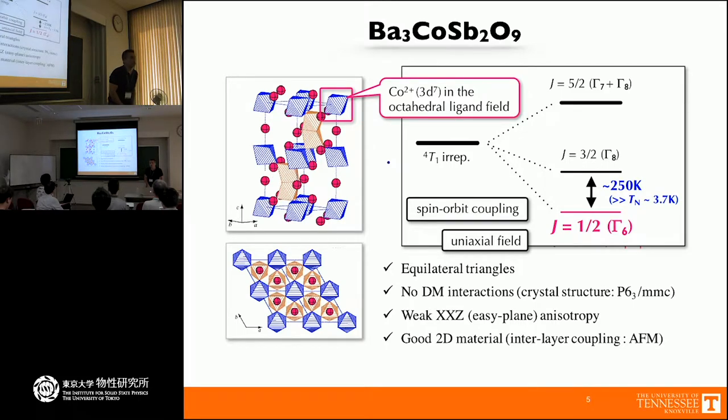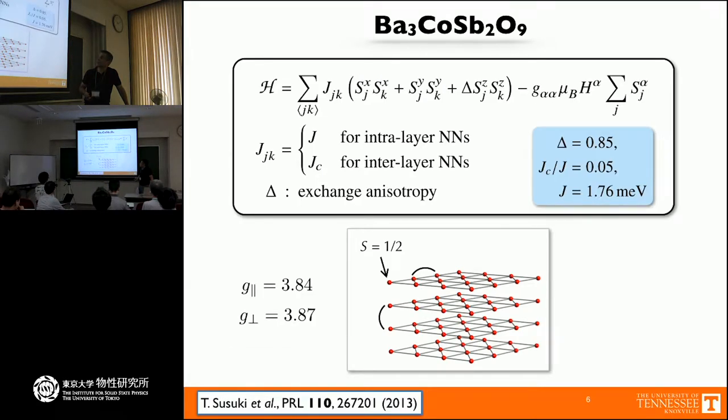Although it is weak, it has an important effect that was explained by Yoshi yesterday, and I will reiterate here. Once you add this easy-planar anisotropy, from a semi-classical point of view you expect the quantum effects should be much weaker than in the isotropic model, but that doesn't seem to be the case. So that is one of the problems with the semi-classical approach. The other interesting aspect is that it is a quasi-two-dimensional material, where the interlayer interaction is 5% of the intralayer interaction. So to a good approximation, you can treat it in a first approach as a two-dimensional material.